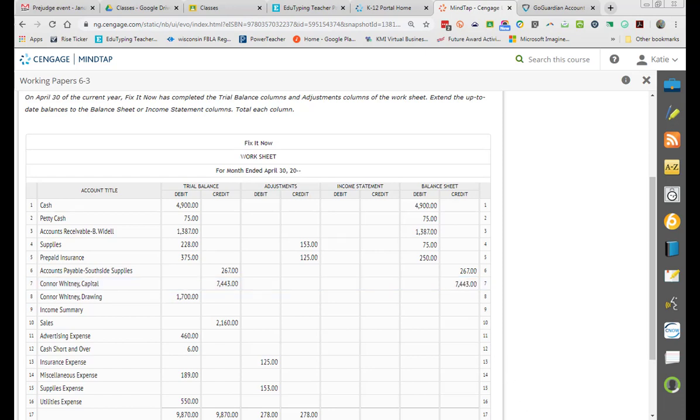I have Connor Whitney again, but it's not capital, it is drawing. And this is a contra owner's equity account, so it's still the name of the owner. So it's still owner's equity. It's going to go on the balance sheet, but not as a credit, but as a debit for $1,700. Right now, we're going to take a look at line number 9. Line number 9 is an income summary account. That is still going to have a classification of owner's equity, but what's the balance in income summary?